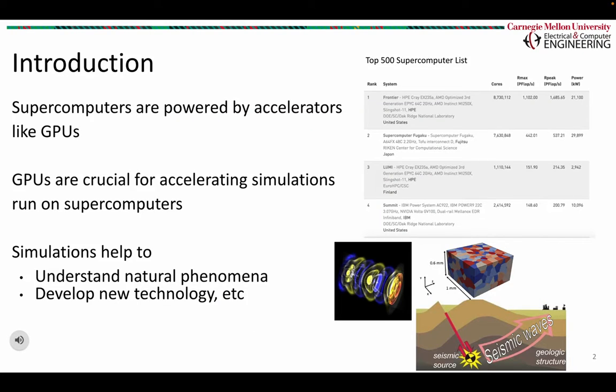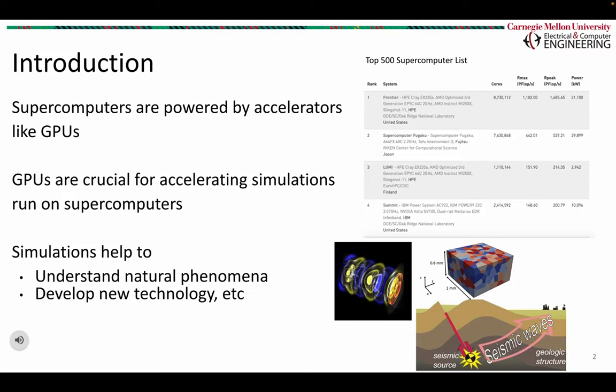Today, the fastest supercomputers in the world are powered by thousands of graphical processing units, or GPUs, which have tremendous computing power. The next generation of supercomputers are exascale machines that will also heavily use GPUs to boost compute power and provide high parallelism. On the right, you can see the list of top supercomputers in the world, which is updated regularly on the Top 500 website.